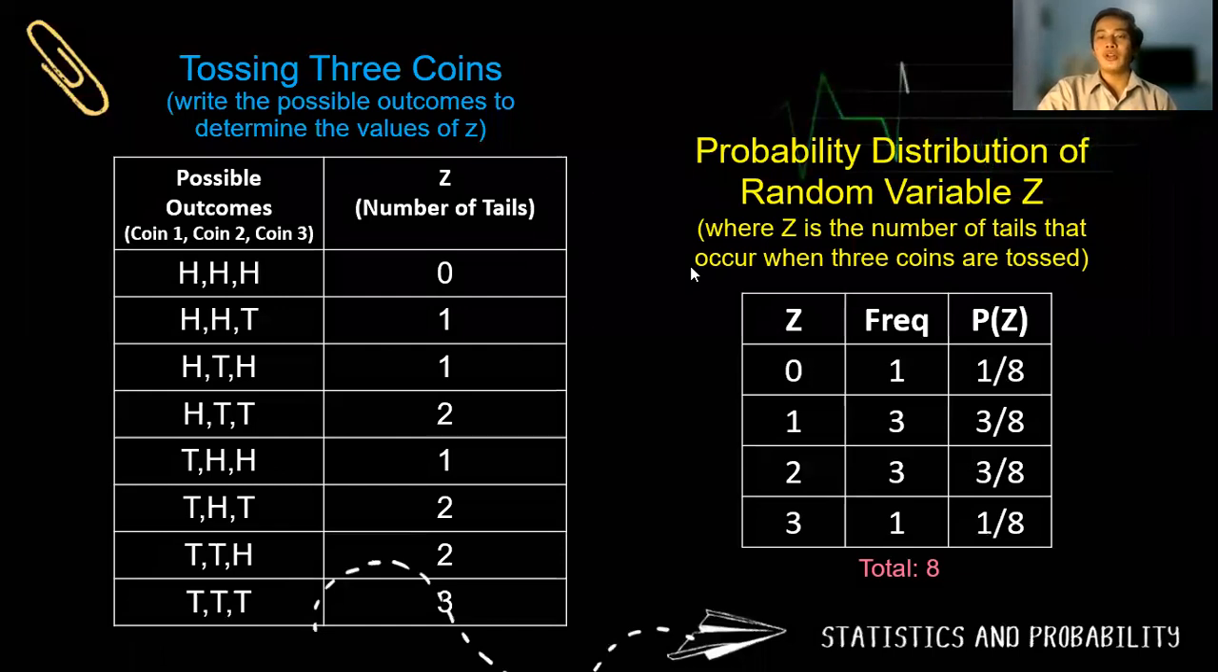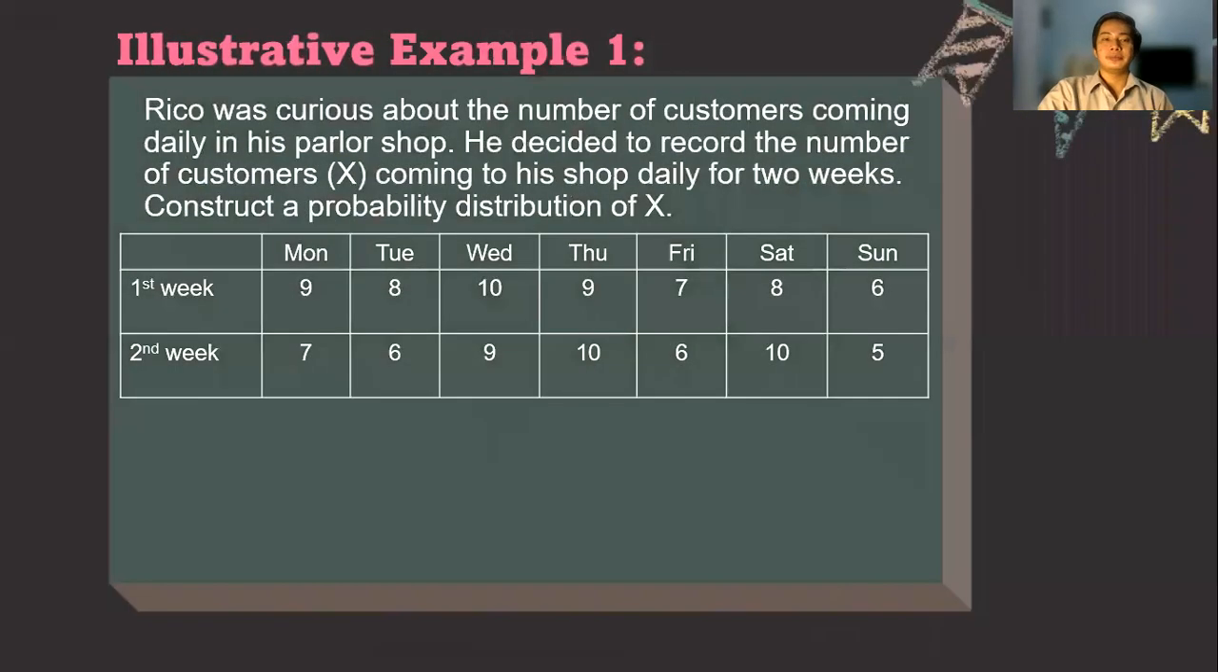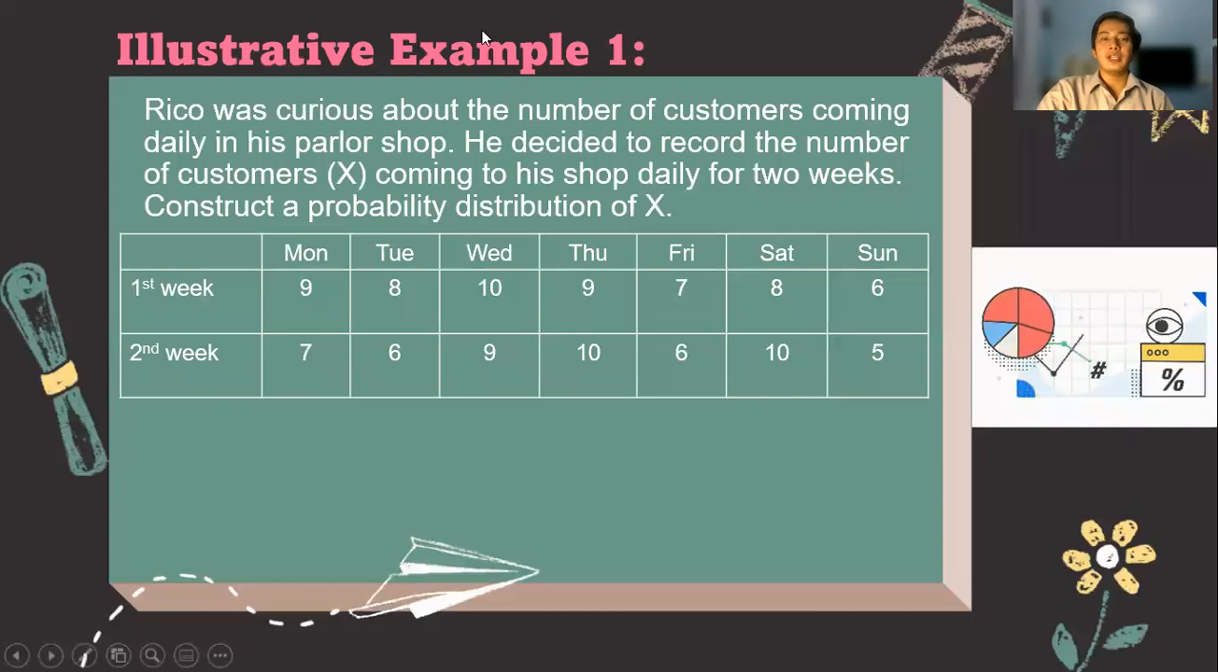Notice that all of the probabilities are between 0 and 1. And when we get the summation, what do we get? 1 over 8 plus 3 over 8 plus 3 over 8 plus 1 over 8. The summation of the probability of the random variable Z is equal to 1. So again, it possesses the characteristics of a probability distribution. Now, let's illustrate another example.